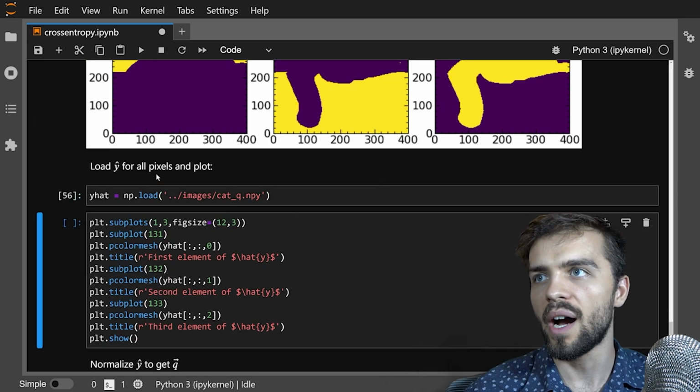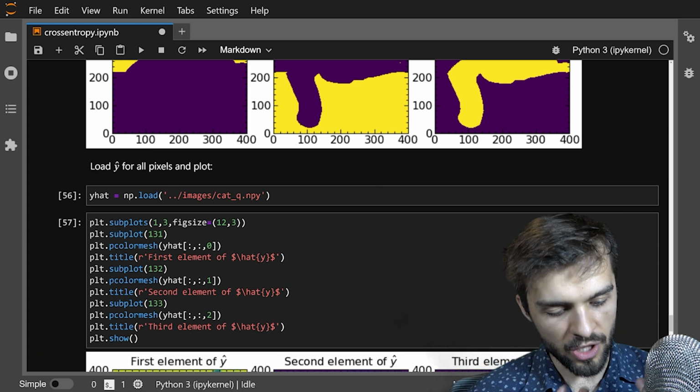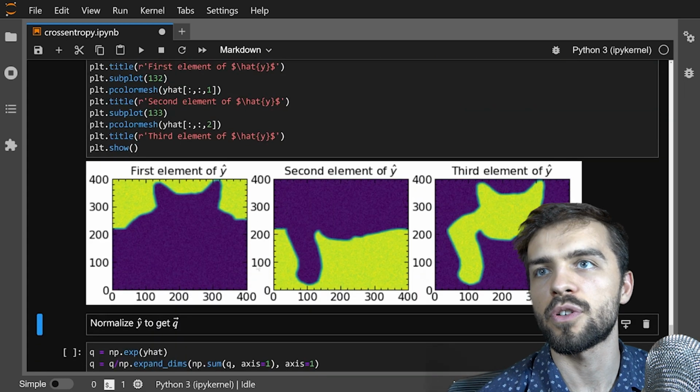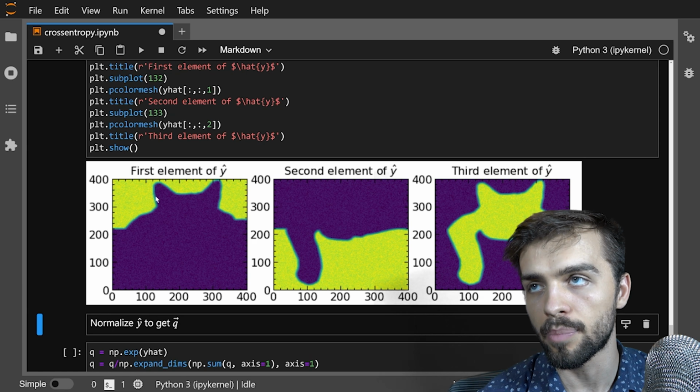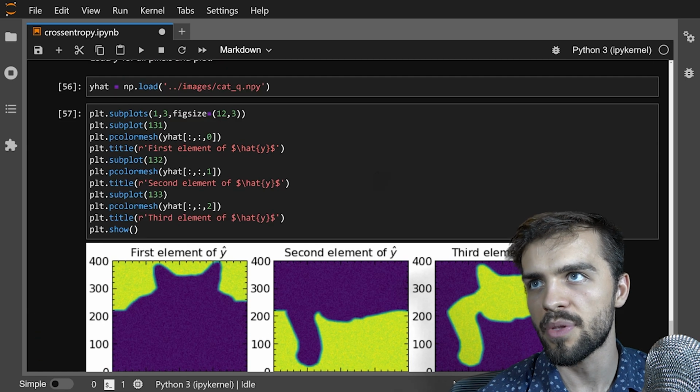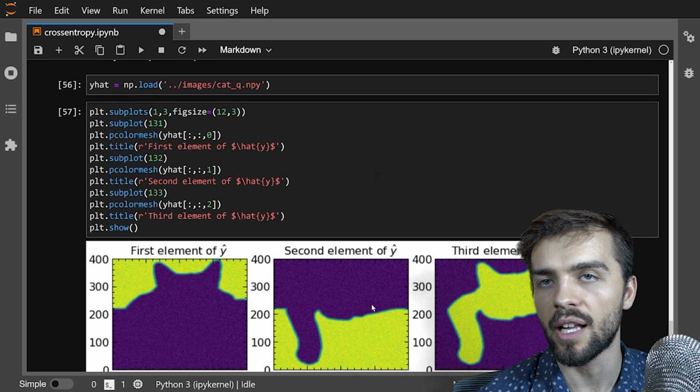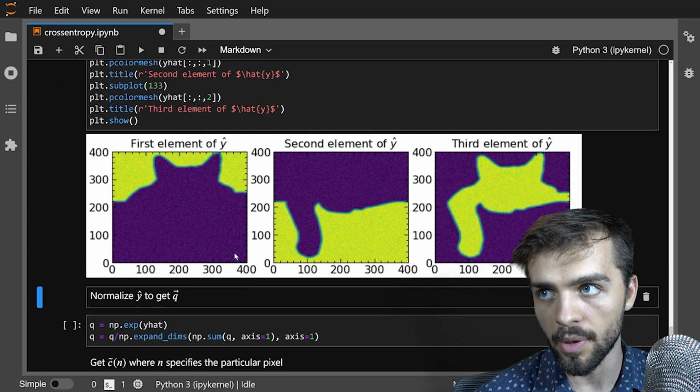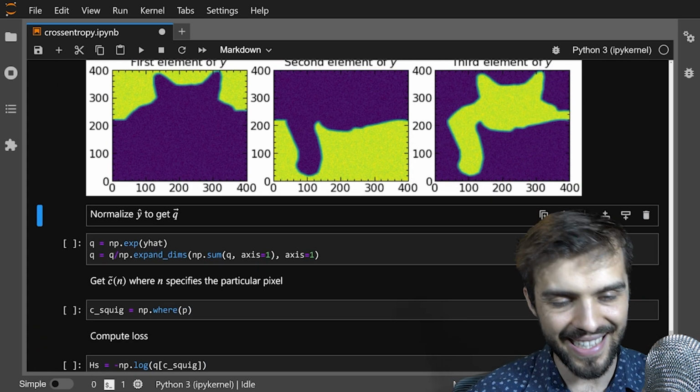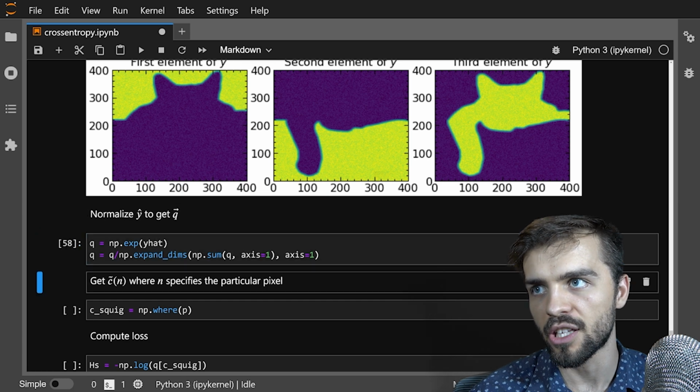Now let's load Y hat. This might be a prediction of some neural network. And of course, it's going to be a little bit fuzzy and maybe a little bit blurred at the edges. I do the same thing. I take element 0, element 1, and element 2. And this is non-normalized. So the first thing we do is the exact same thing as before. I normalize to get Q.